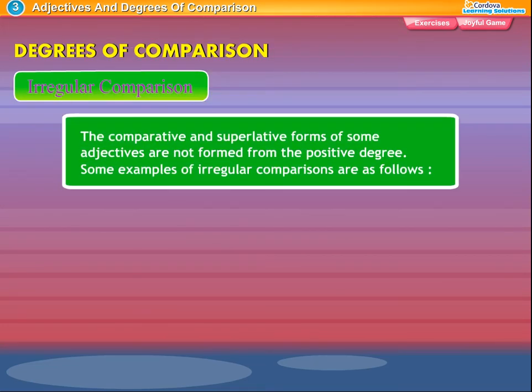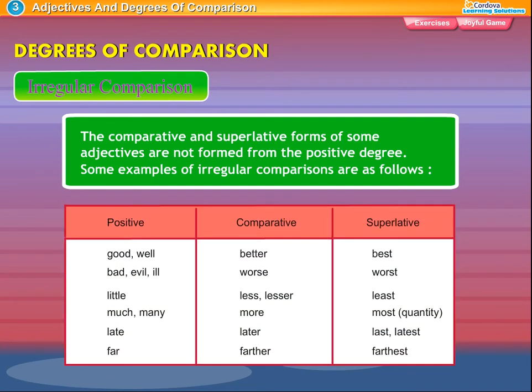Irregular comparison. The comparative and superlative forms of some adjectives are not formed from the positive degree. Some examples of irregular comparisons are as follows: positive, comparative, superlative. Good, well: better, best. Bad, evil, ill: worse, worst. Little: less, lesser, least. Much, many: more, most, quantity. Late: later, last, latest. Far: farther, farthest.